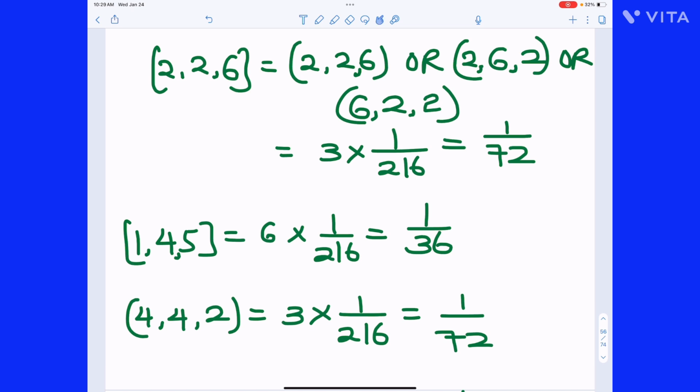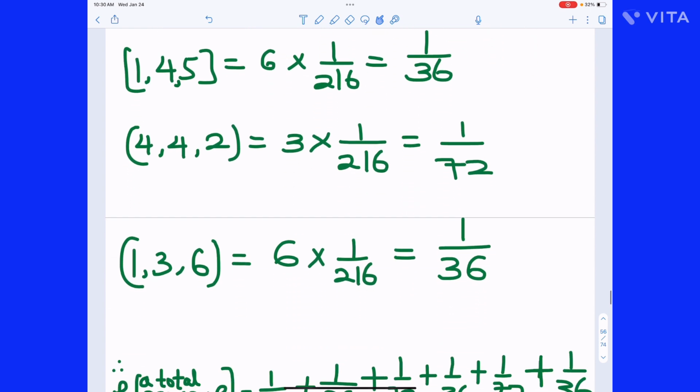We discussed 226. So that's just 3 times 1 over 216. That gives you 1 over 72. I hope you know how we got this 1 over 216. Probability of each result is 1 over 6 times 1 over 6 times 1 over 6. So it will give you 1 over 216. If you multiply that by 3, because you have 3 of such brackets, you get 1 over 72.